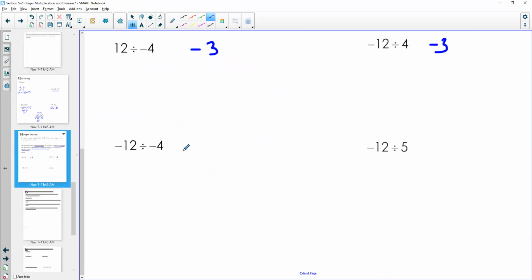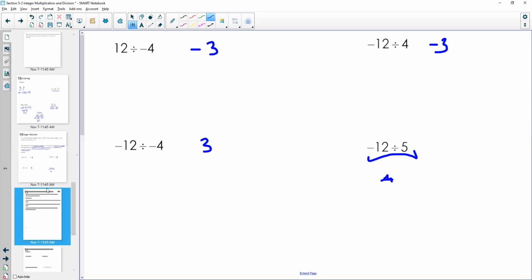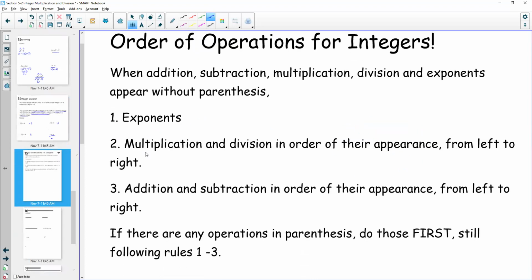Negative 12 divided by negative 4 should get me a positive, negative and negative. And negative 12 divided by 5 would get me a negative answer, but it's not an integer. It's not divisible. So in this case, we're not going to have an integer answer to this.